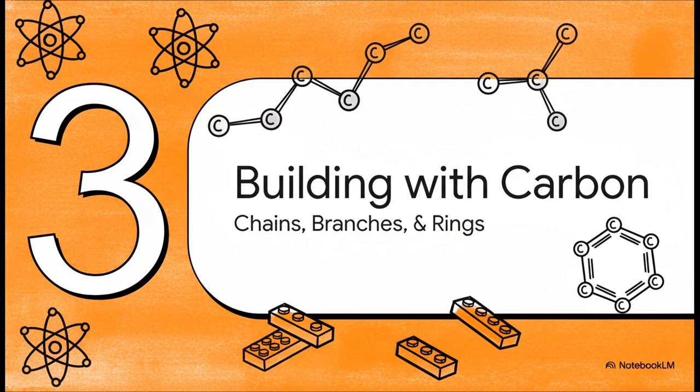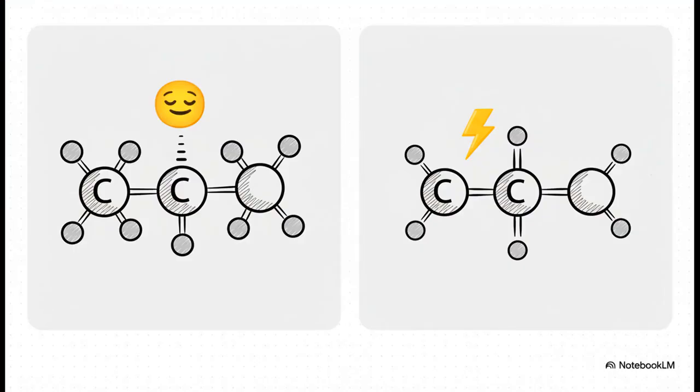Using its superpowers of tetravalency and catenation, it can act just like your Lego blocks, building an endless variety of structures: straight chains, branched chains, and even closed-up rings. Now, these carbon structures can be one of 2 types. If a compound has only single bonds between its carbon atoms, we call it saturated. You can think of it as being full and satisfied, so it's not very reactive.